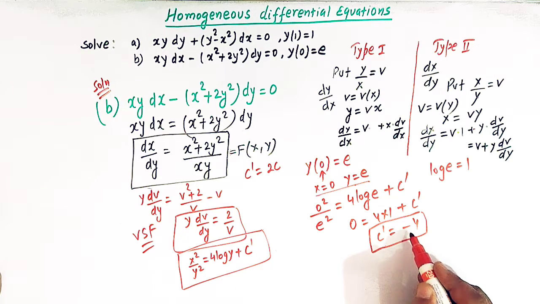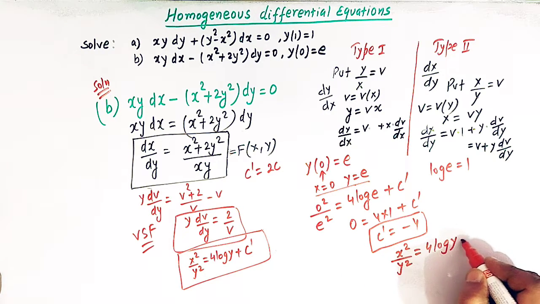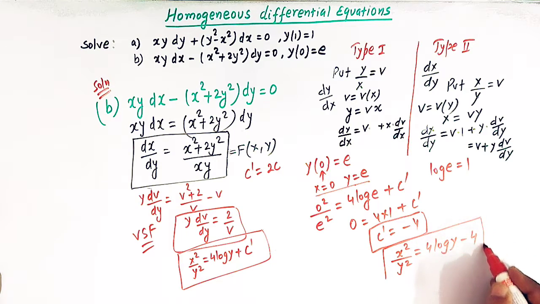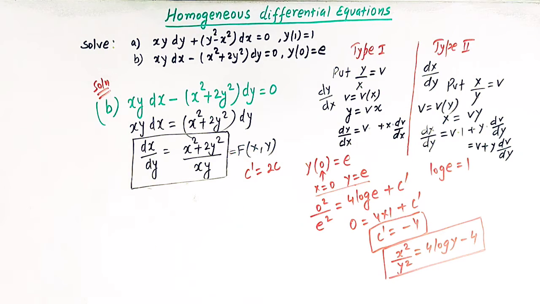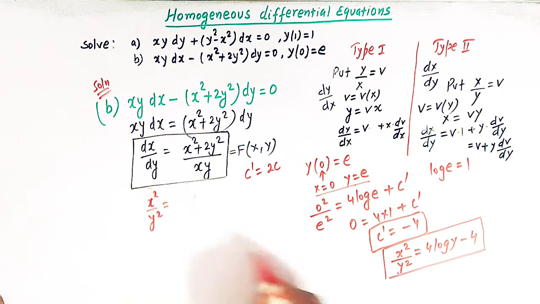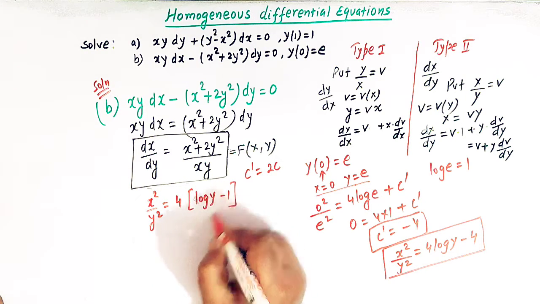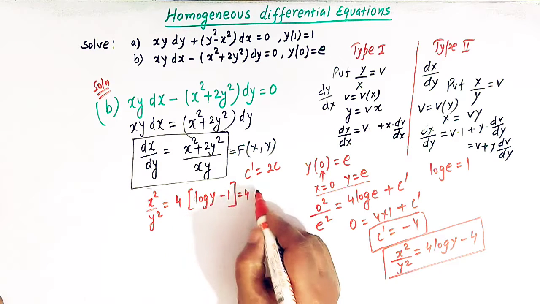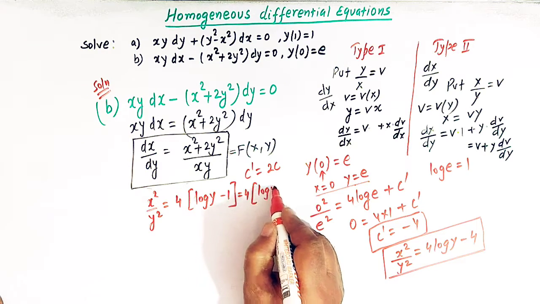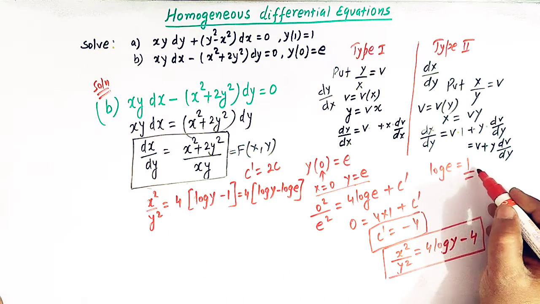So substituting this value in this equation, we have x square over y square is equal to 4 times log of y minus 4, which is the particular solution of this differential equation. We can also express this solution as x square over y square, here taking 4 common, equals 4 times log of y minus 1, right? And 1 can be replaced by log of e, because log of e is equal to 1, so we have log of y minus log of e.